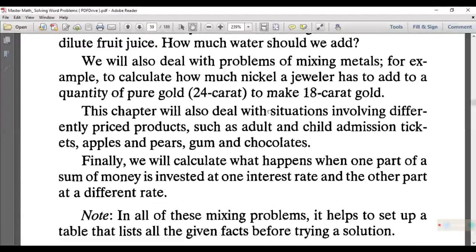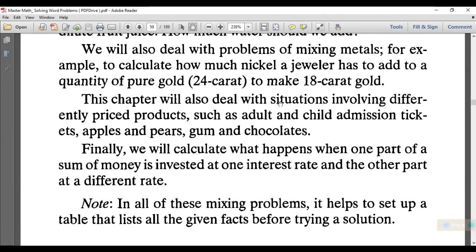Also, yung sa metals. For example, you have a bar of pure gold metal. Ayan, 24 karat siya. How much nickel are you going to add to produce 18 karat gold? Syempre, tataas yung volume mo pag nag-add ka ng nickel. And then, bababa yung concentration or purity ng gold mo. Magiging 18 karat na lang siya from the 24 karat pure gold that you initially had.